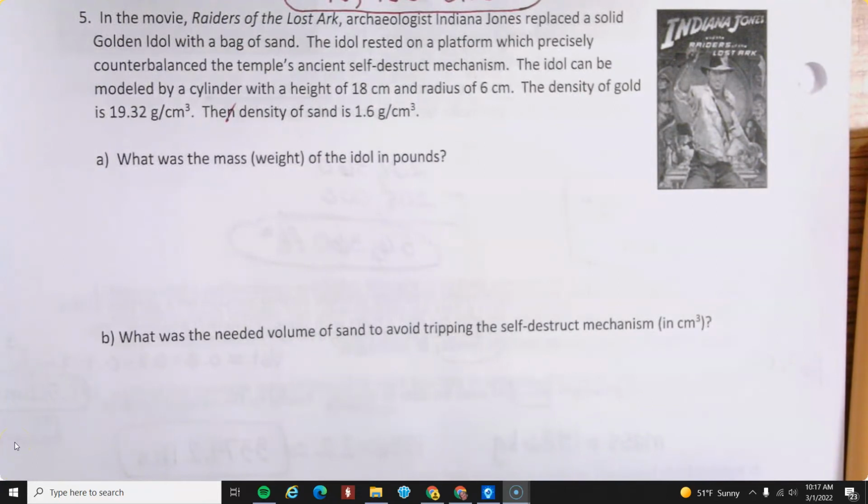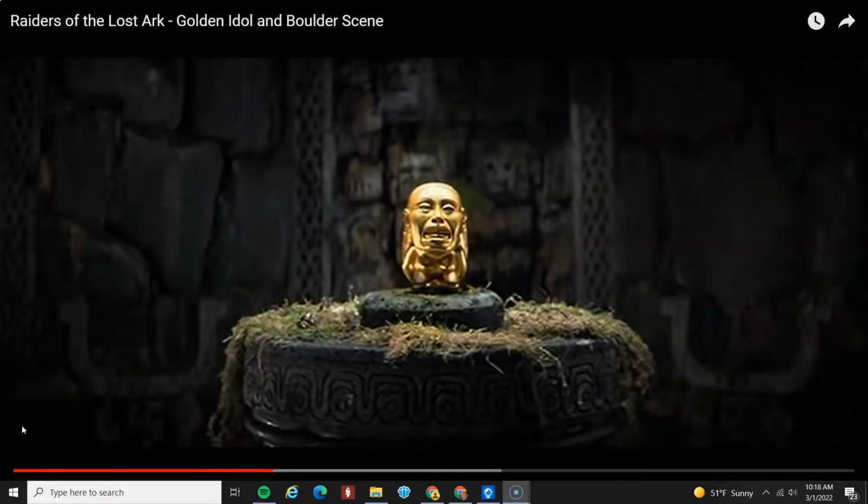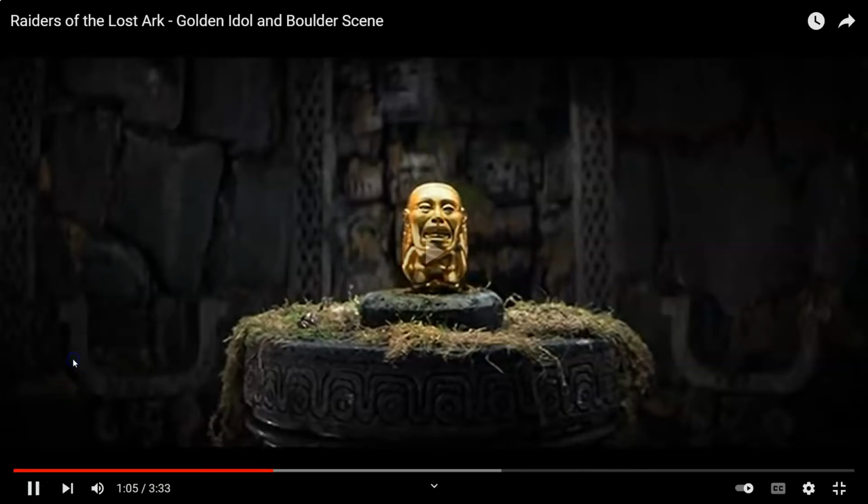All right, feel free to skip this, but I'm going to give you a frame of reference and show you that scene, or at least part of it. Okay, so at this point in the movie, he's gone down through this cave that was booby-trapped in all kinds of different ways to get to this statue.